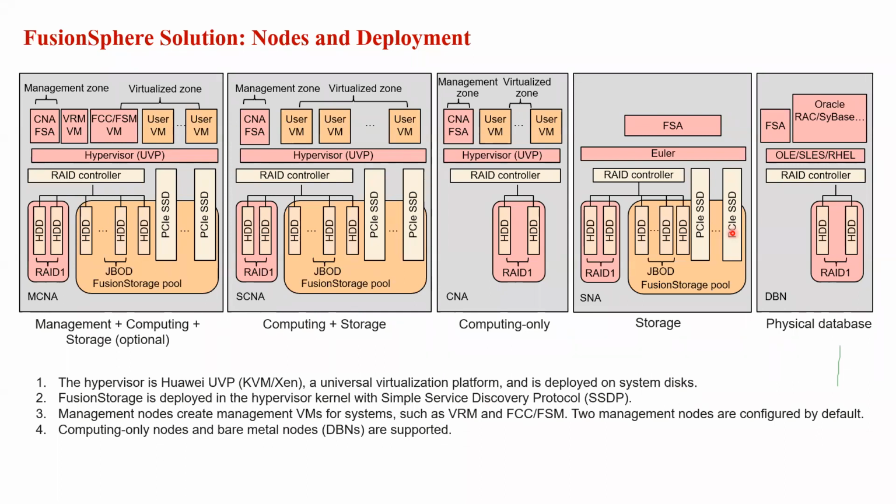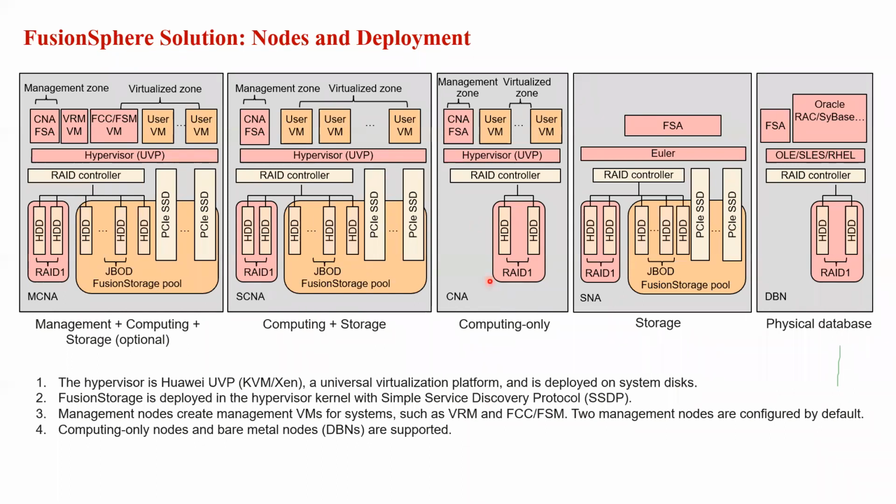Okay, and if we have a large infra, there are some nodes which will play as a CNA node. So the CNA nodes will only play the role of computing. They will provide only the computing resource to provision the VMs. And if any node has the role of SCNA, that node will only provide the storage space. So no VMs will be allocated on the SCNA node. And the last one is the database node, which will provide the database.